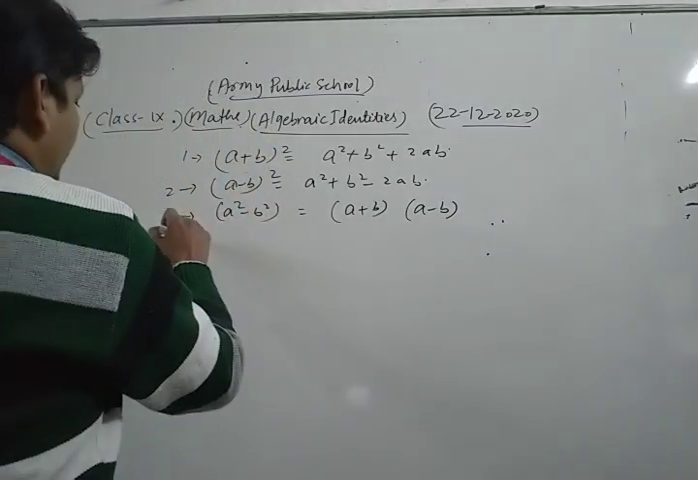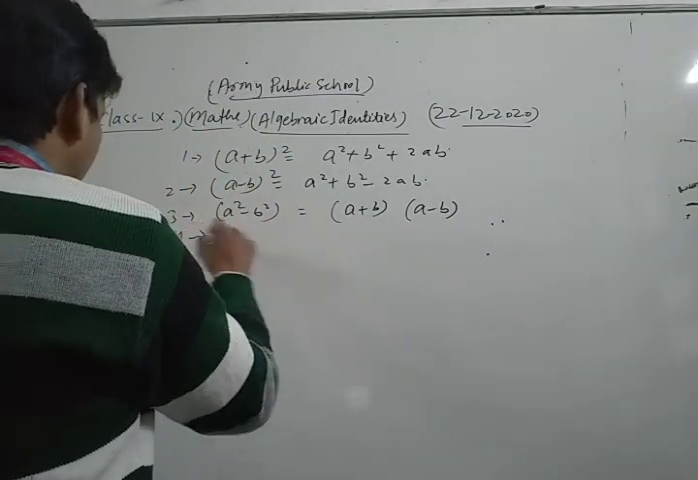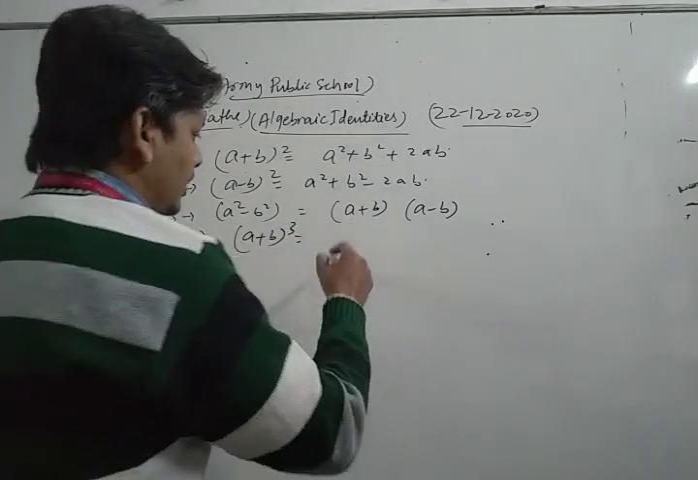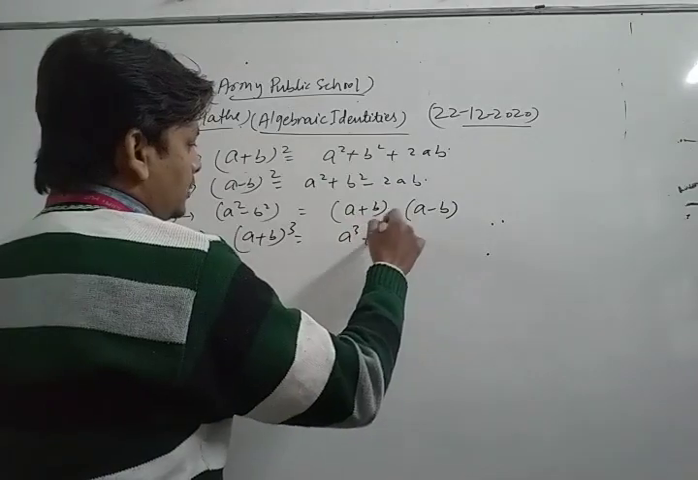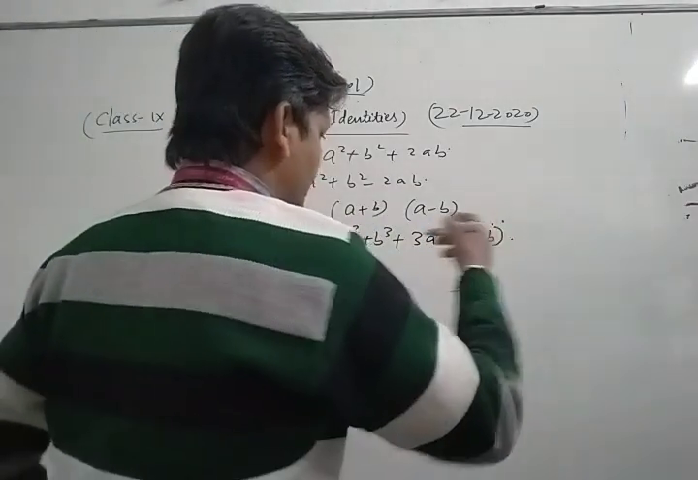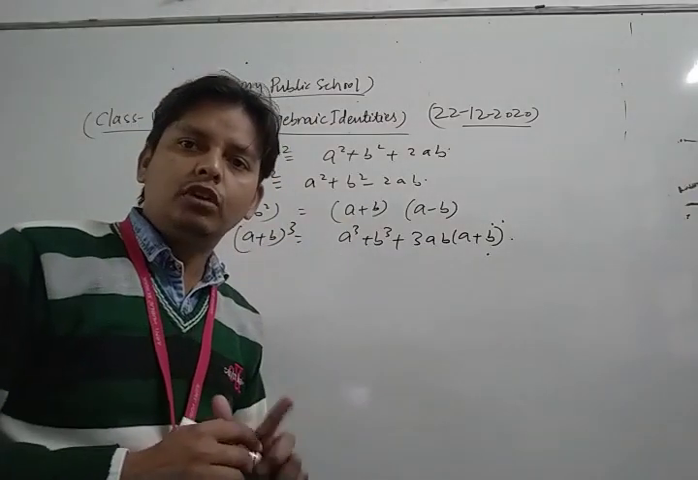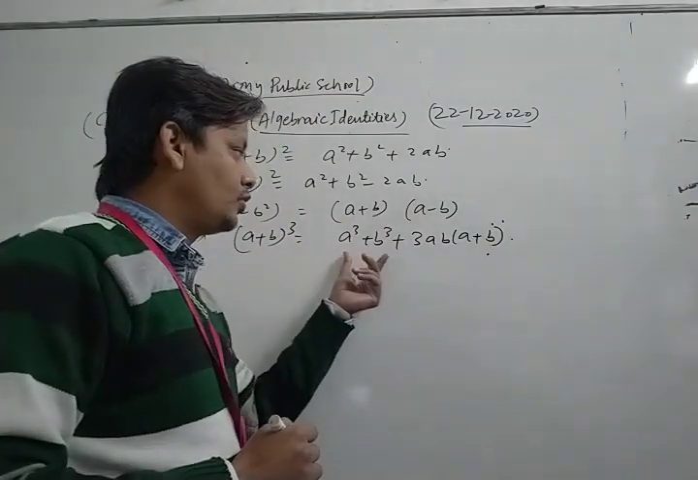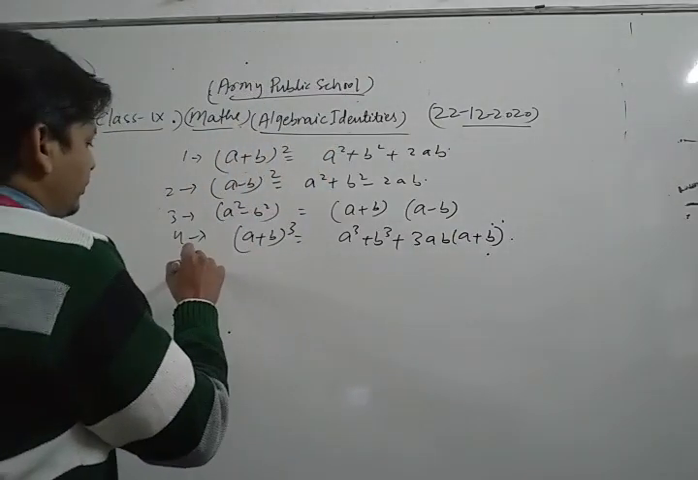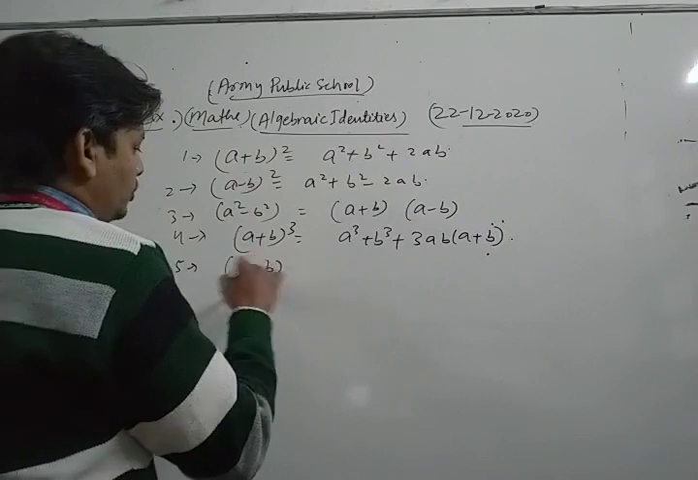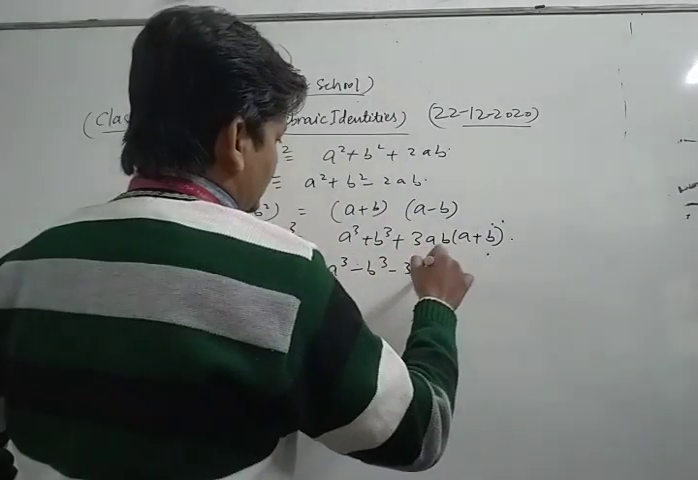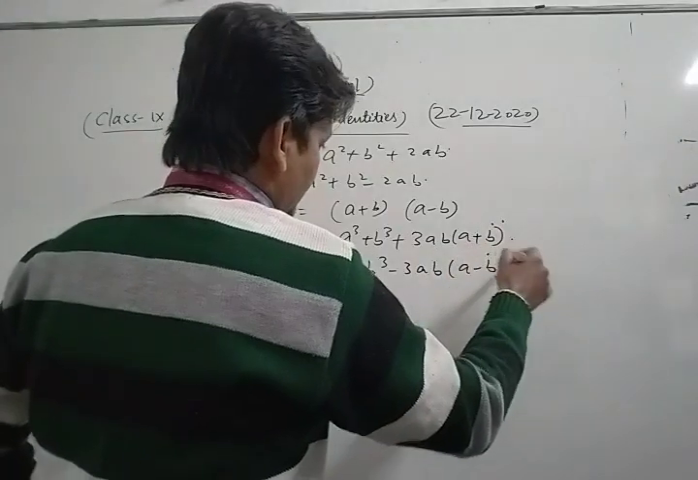Now the fourth one is a plus b whole cube. The value of a plus b whole cube is a cube plus b cube plus 3ab in bracket a plus b. And the fifth one is a minus b whole cube. Dear students, this is a cube minus b cube minus 3ab in bracket a minus b.